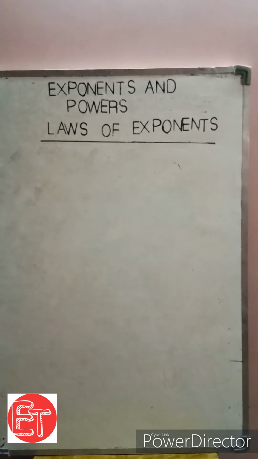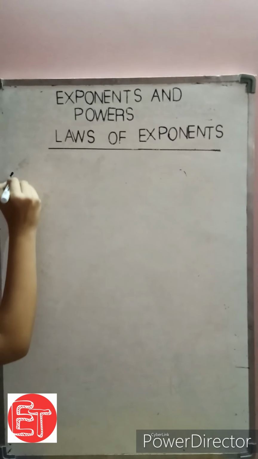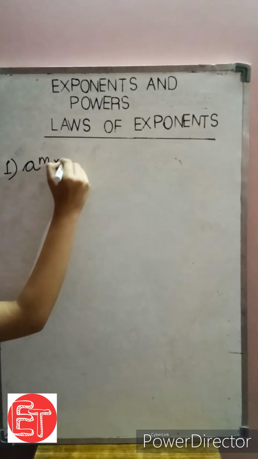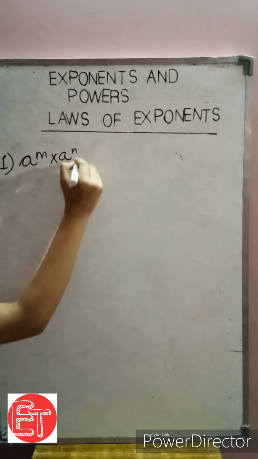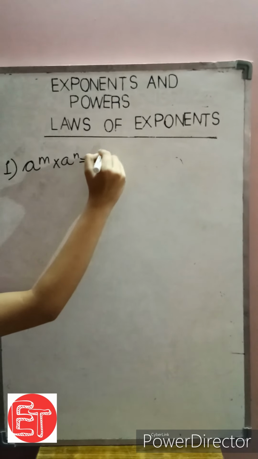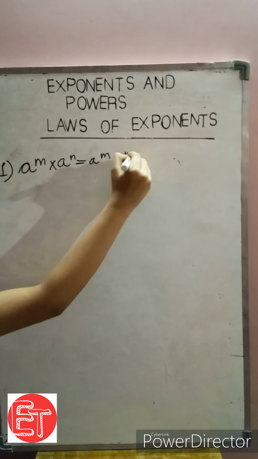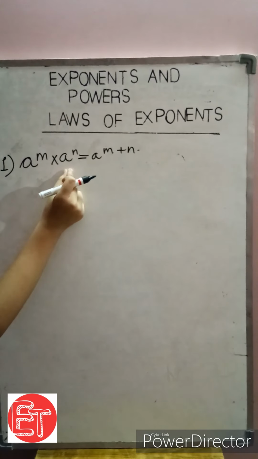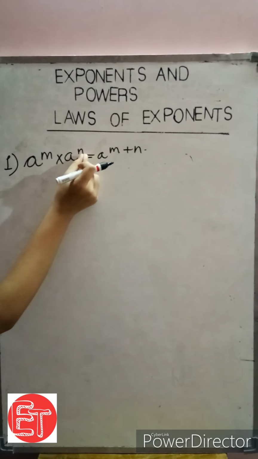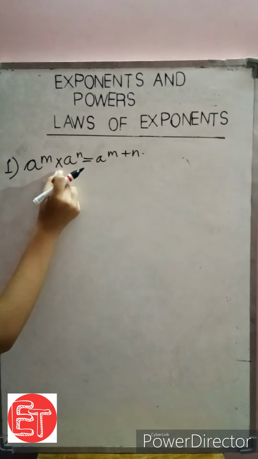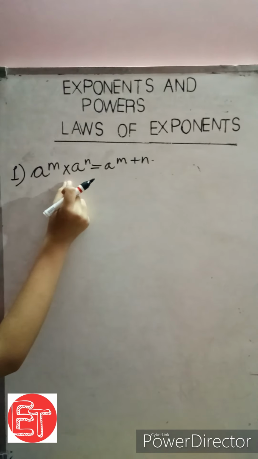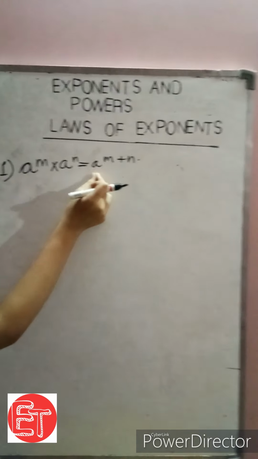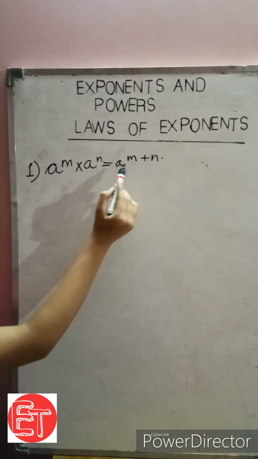So, the first law is a raised to the power m into a raised to the power n will give the result a raised to the power m plus n. It means when our bases are equal and our powers are not equal, but they are in multiply form, what will we do? We will take the base a only and then just add our powers.